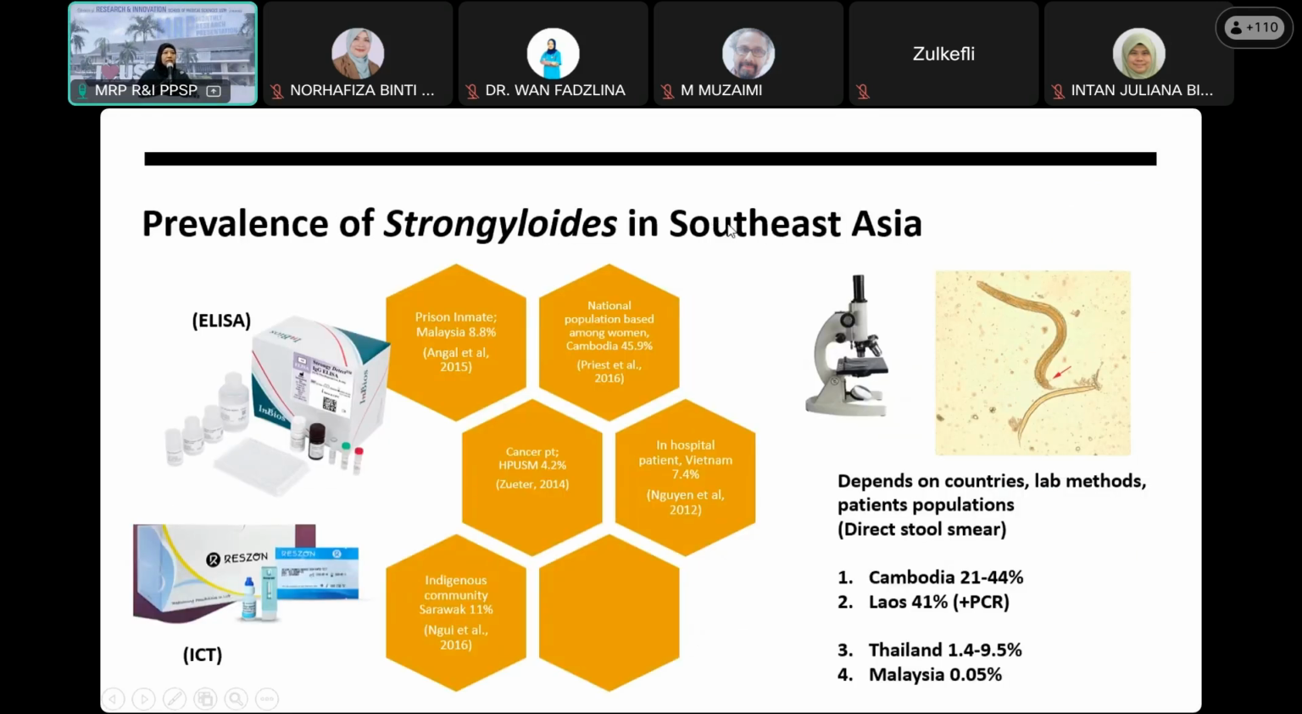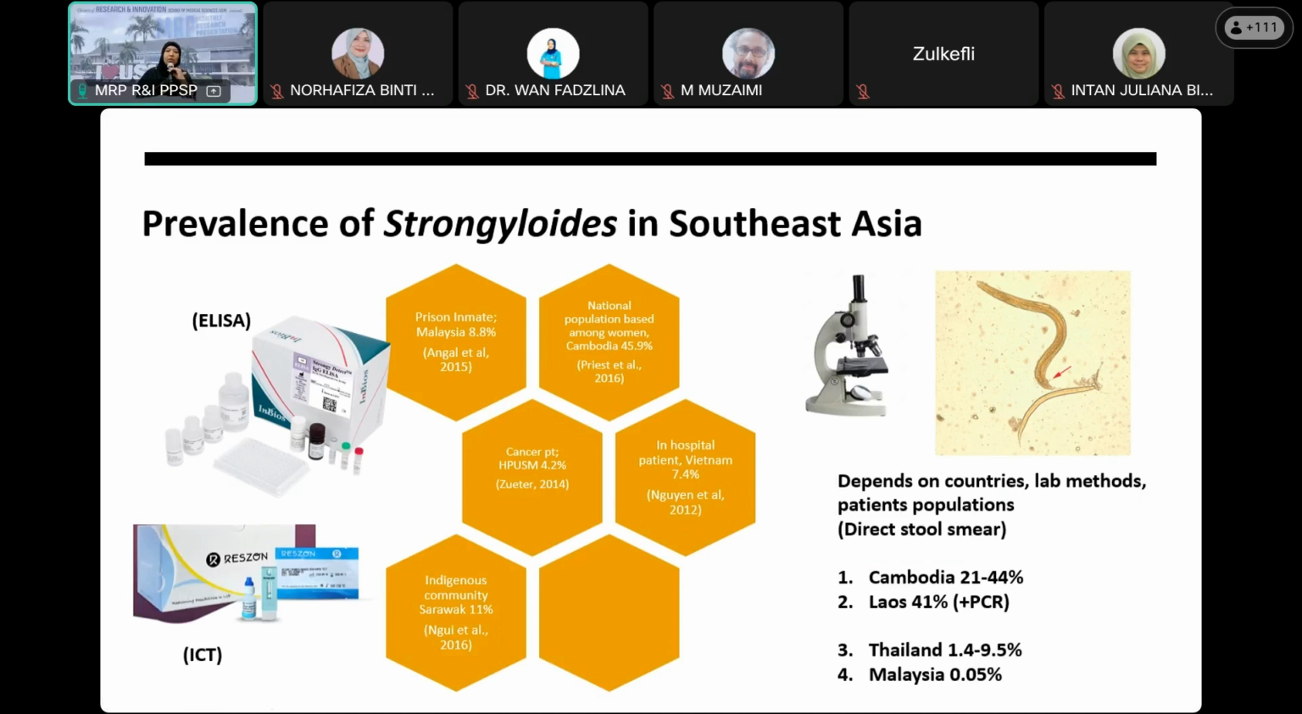So what is the seroprevalence of Strongyloides? Maybe I would like to introduce the worm first. You may be familiar with Ascaris, but this one is another nematode named Strongyloides stercoralis. It is an intestinal nematode. It has the form of adult worm and also the larva.